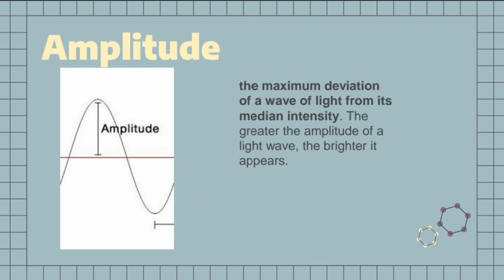We have the amplitude, the maximum deviation of a wave of light from its median intensity. The greater the amplitude of a light wave, the brighter it appears.